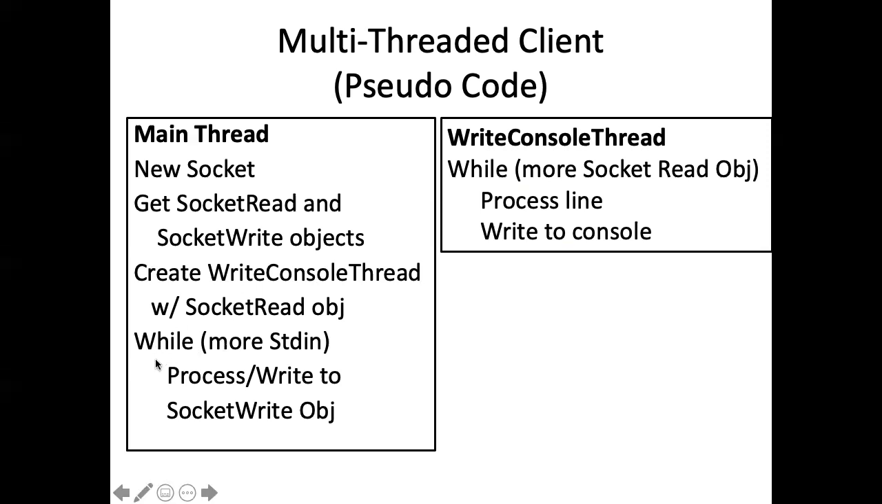Then the main loop, having done its setup, goes into its processing loop, which is while there's more standard in, it writes that chat message to the server. Meanwhile, while it's sitting here waiting on standard in, the write console thread is able to run, and it's sitting there waiting for input from the server socket. So whenever someone else writes a message to the chat room, that message will be broadcast by the server socket, and I will receive it, process the line, and write it to the console.